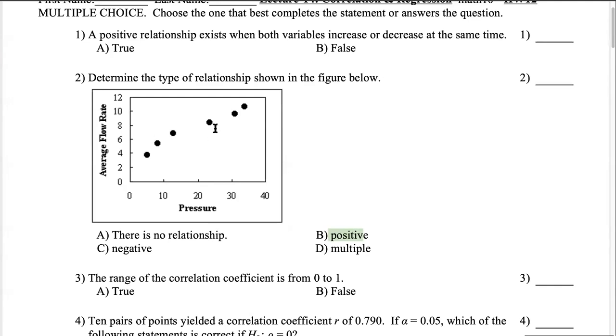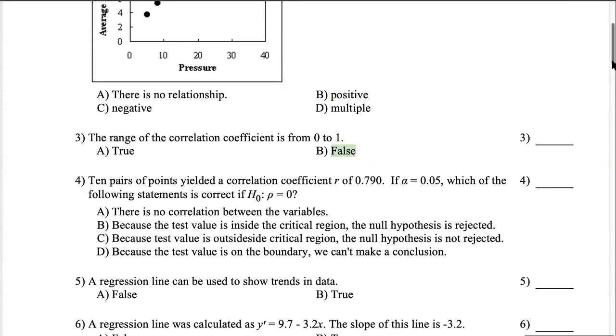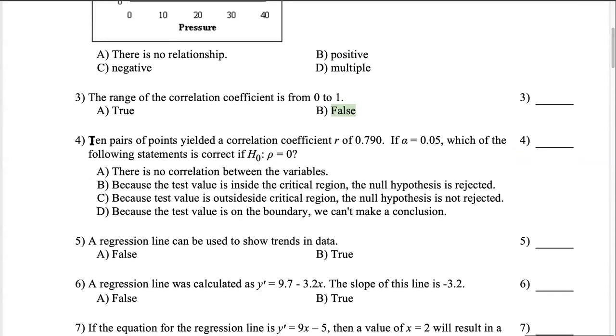It's pretty close to the line, or kind of curving a little bit, but it's going up. Now, positive. Range of correlation coefficient is from 0 to 1. Everybody, that's false. Remember, correlation coefficient ranges from -1 to 1. Number 4, 10 pairs of points yield a correlation coefficient R equal to 0.79, alpha equal to 5%. Which of the following statements is right?